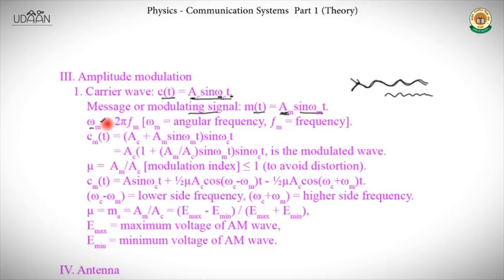Here omega_m is twice pi f_m. As we all know, the frequency multiplied by twice pi gives the angular frequency. This you get from your basic waves and oscillations chapter. So after adding, this is c_m. It is like the carrier wave plus the modulating or message wave. So we get (A_c plus A_m sin(omega_m t)) multiplied by sin(omega_c t).